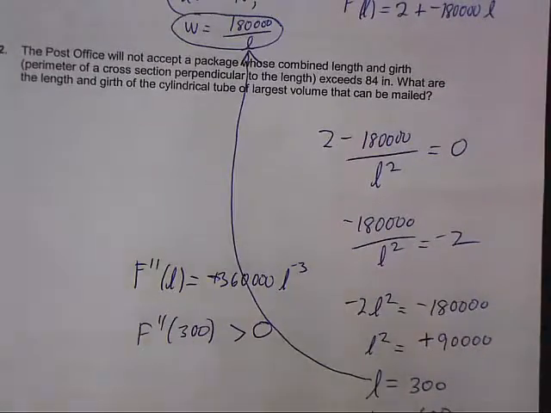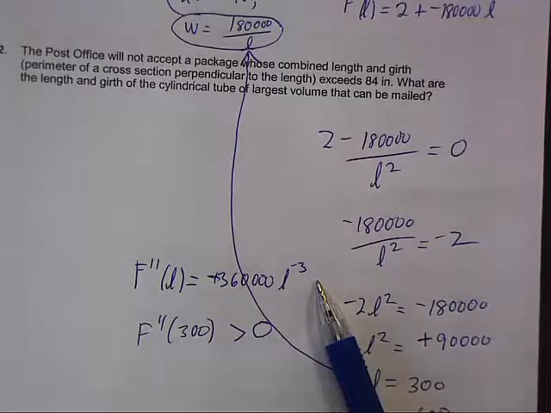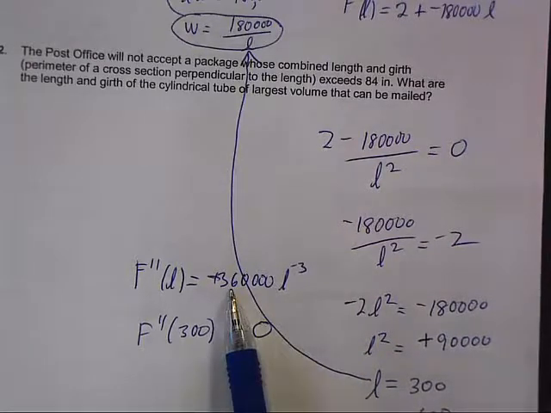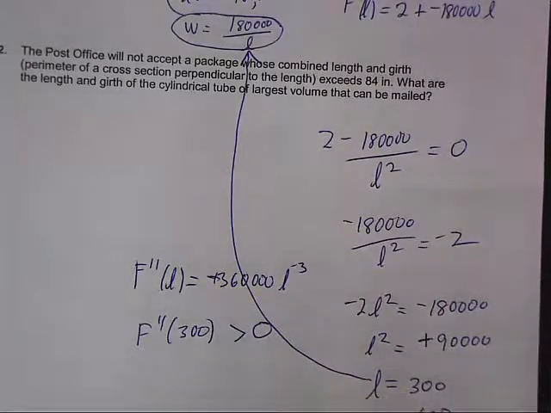The reality is I don't know what I get, but I do know when I plug in 300 it's going to be a positive number. How do I know it's a positive number? What's 300 to the negative 3? 1 over 300 cubed, which is a positive number, isn't it? So I would have positive divided by positive. That's going to be positive.